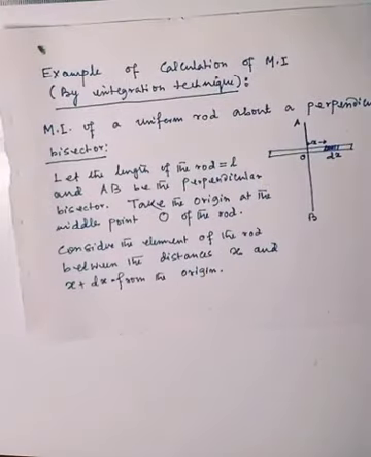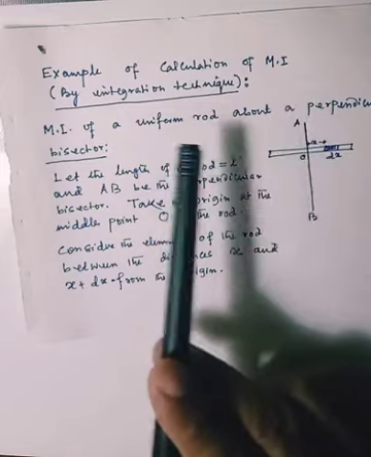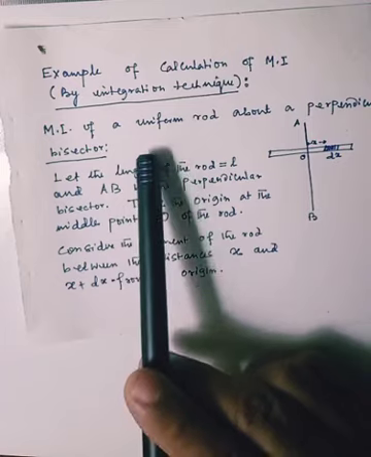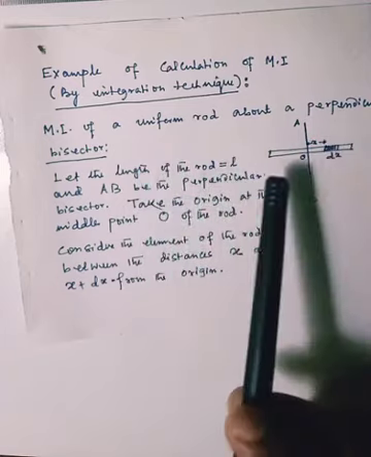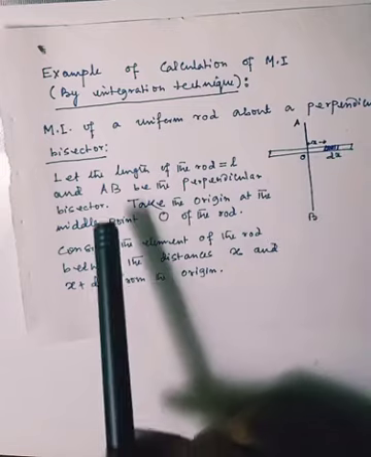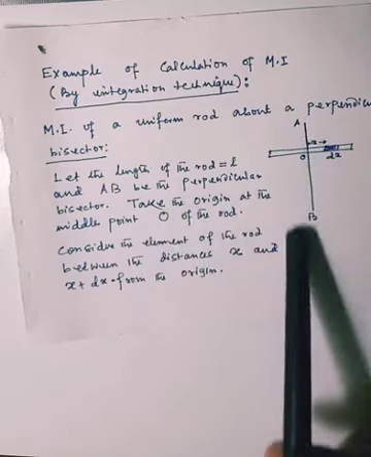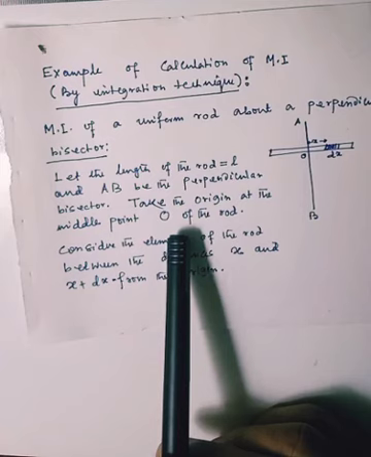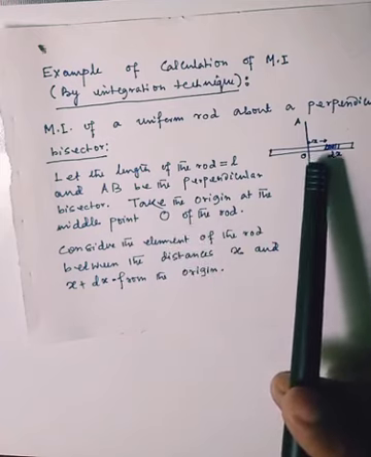So here is the example. This is the example of calculation of moment of inertia by the integration technique. This is an example of the moment of inertia of a uniform rod about a perpendicular bisector. So here is the uniform rod. Let the length of this rod be L and AB be the perpendicular bisector. We take the origin at the middle point O of the rod. So here is the origin, which is considered to be the middle point of the rod.